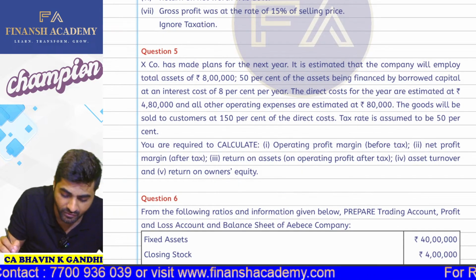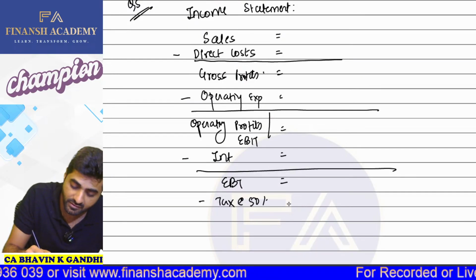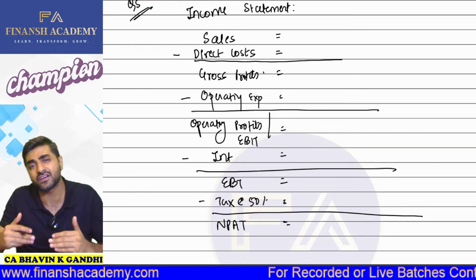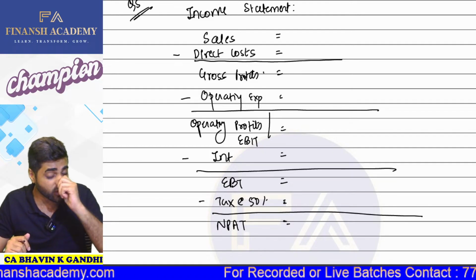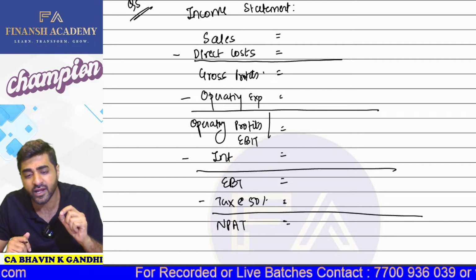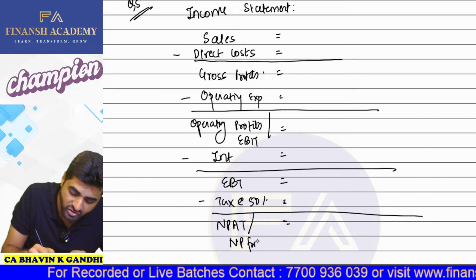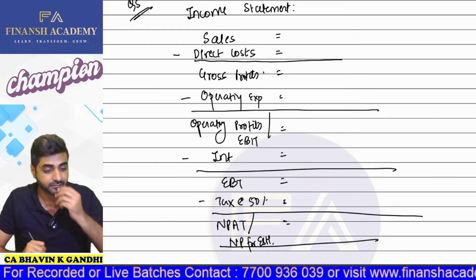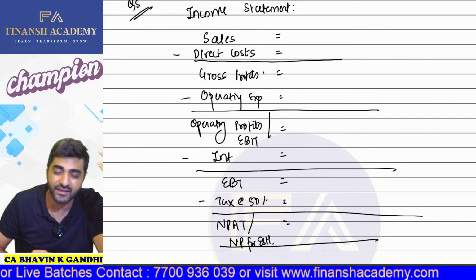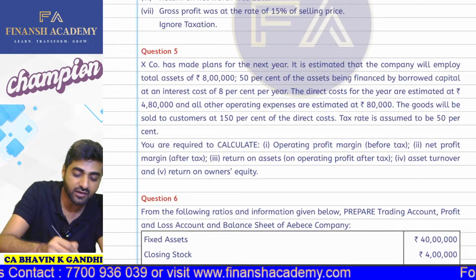Then we subtract your tax. I don't think there is tax rate given to you. Is it given? Yes, tax is given. So tax at the rate of 50% is given to you. Ultimately, we'll be getting NPAT. And guys, if there is no preference share capital given to you in the question, then all the profits belong to whom? Can I say all the profits will belong to your equity shareholders? Come on, yes or no? Yes, sir. So this NPAT, all the profits belong to your equity shareholders. So all the profits will belong to your equity shareholders if there is no preference share capital given.